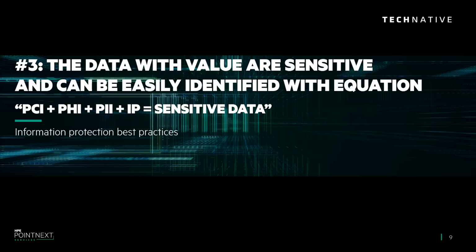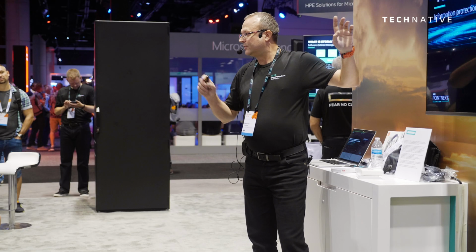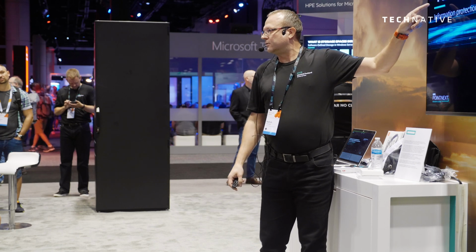And there is a simple equation that helps you to do that. This is PCI, PHI, PII, and IP. So how many of you know what those abbreviations are? Yeah, you know. So for those who do not know, PCI is card hardware information.